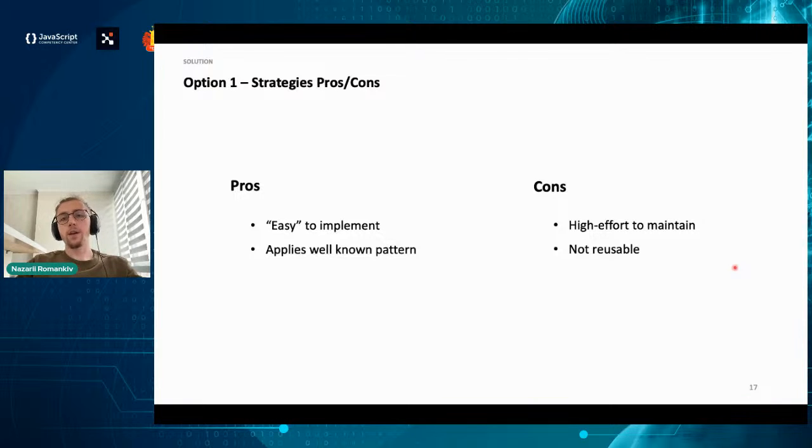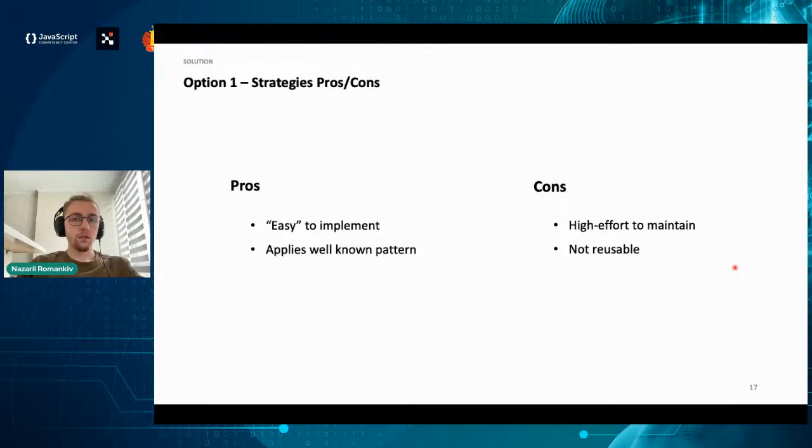But there is quite a big con here that outweighs the benefit, right? It's really high effort to maintain, because just imagine the solution grows in size. You add new content items, you add new pages, yada yada, and for each page you need to implement a new strategy. And the second problem is that the solution is not reusable, because it's really highly coupled with the content types and content items that you have in your system, right?